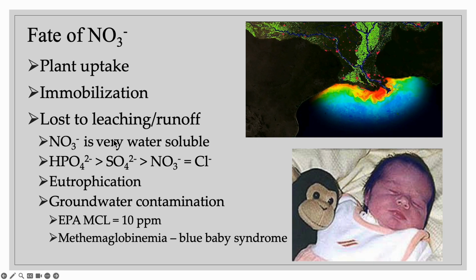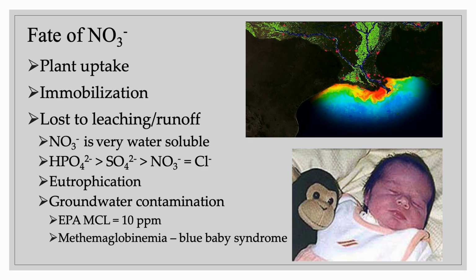But most importantly, and what we want to minimize, is this loss to leaching and runoff. Because it's very water soluble, it can be dissolved in that water and then carried off our site, off our field. It can be percolated through the soil into our groundwater. And many of us are aware that this leads to eutrophication and possibly groundwater contamination.